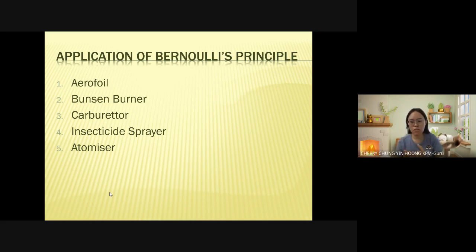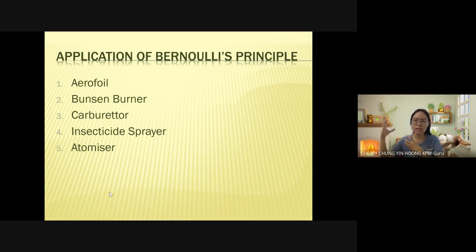Then for Bernoulli's principle, it applies in aerofoil. Okay, the shape of the aeroplane's wing. Okay, Bunsen burner also applies Bernoulli's principle. Carburetor also applies Bernoulli's principle. Carburetor is a part of our engine. Okay, it will mix the air and the fluid so that it can be combusted, burned to start the engine. Okay, that is the carburetor. Okay, it's part of the engine. Insecticide sprayer and atomizer.